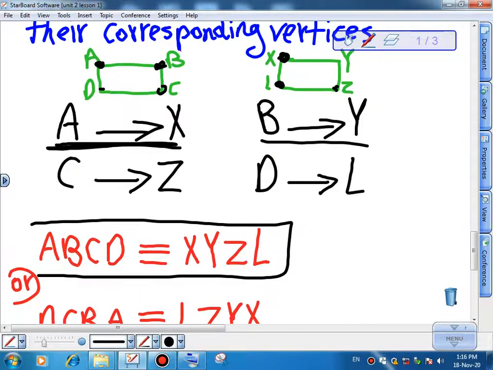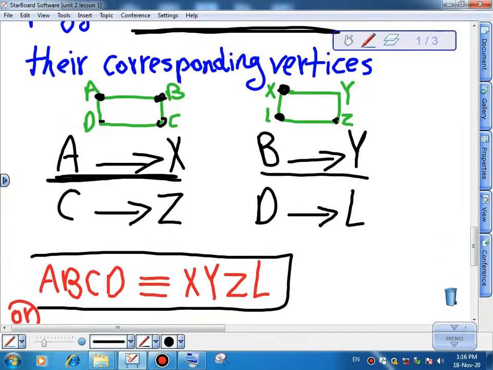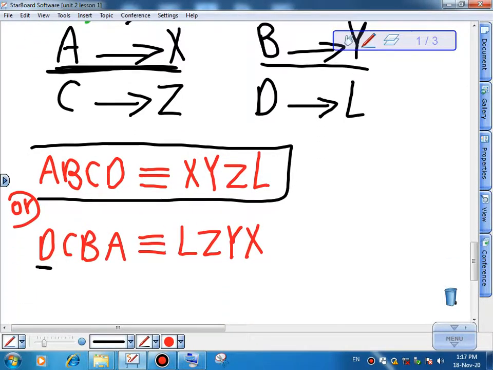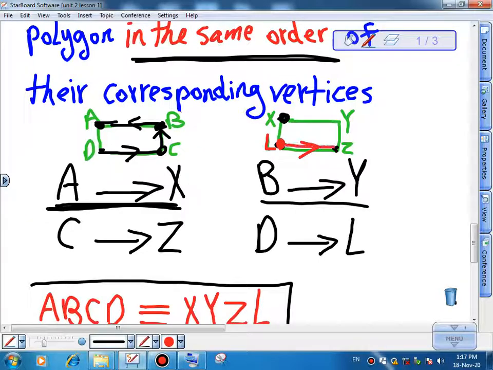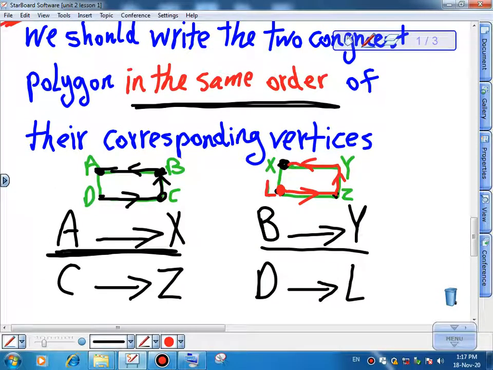If I start from any vertex, like the vertex D, and go on the right side, D, C, P, A. In the next polygon, we must start on the same corresponding vertex from D, which is vertex L. So we will see L, Z, Y, X. Again, D, C, P, A is congruent with L, Z, Y, X. It's very important to write any congruent polygons with the same order of the corresponding vertices. Okay?